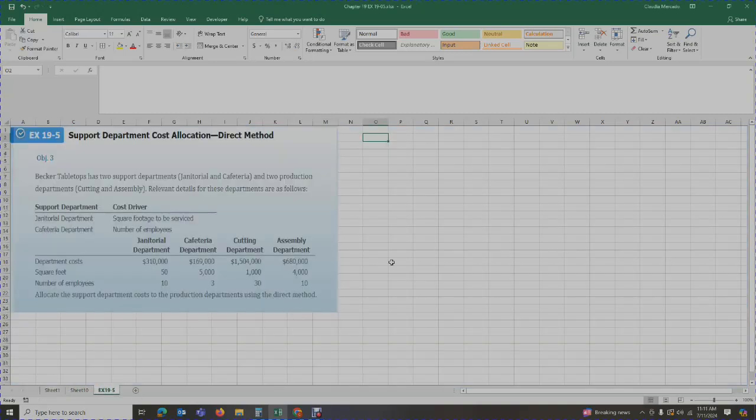Just a friendly reminder to please ensure that you read the entire chapter before you begin working on your assignments for the week. Okay. So this is what the problem looks like, okay?